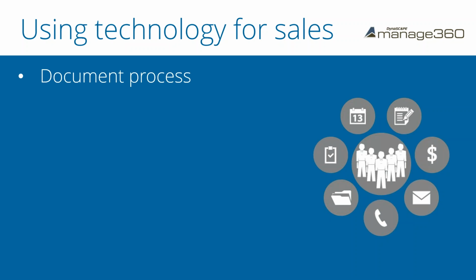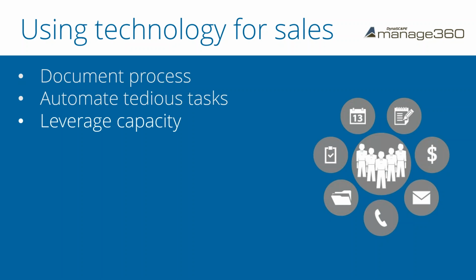So first of all, using any kind of technology to assist in your sales can help document the process. It'll help automate the tedious tasks. It'll leverage capacity. So what one person might have been able to do before, doing all the data entry and the follow up and having to set manual reminders and those kinds of things, now increases capacity on a person by person basis, and definitely increases the amount of capacity for each available salesperson that you have.